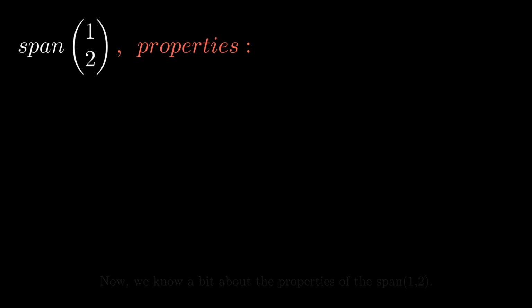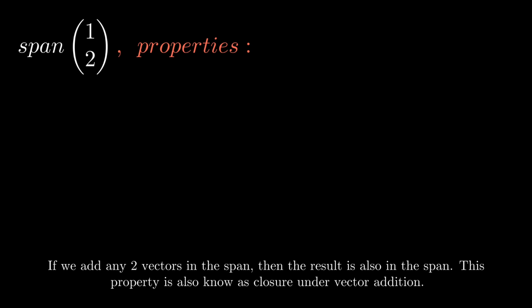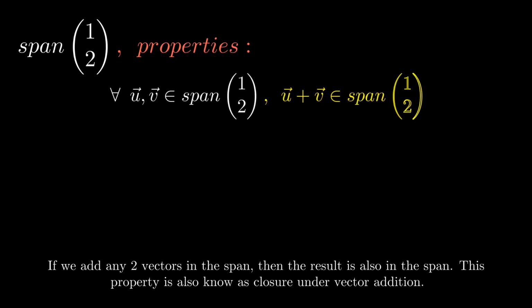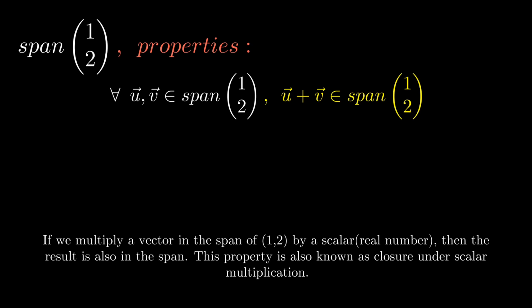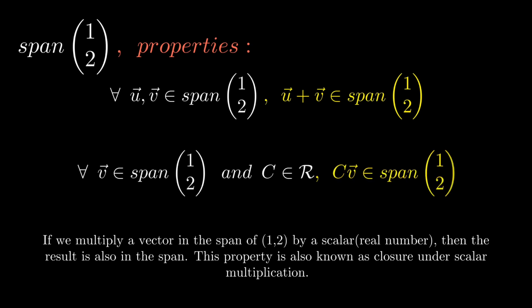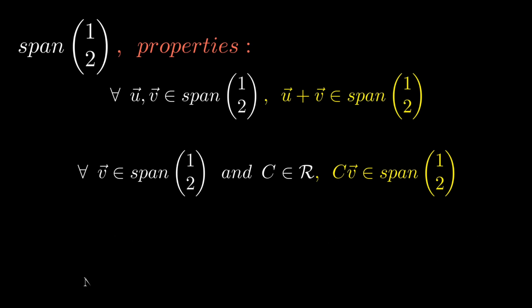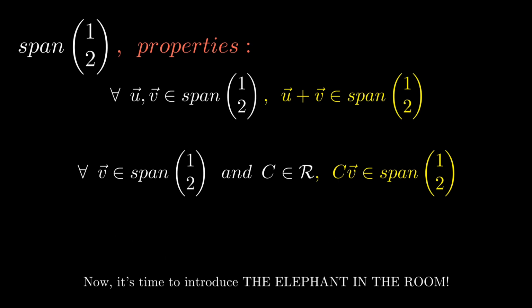Now, we know a bit about the properties of the span of 1, 2. If we add any two vectors in the span, then the result is also in the span. This property is also known as closure under vector addition. If we multiply a vector in the span of 1, 2 by a scalar, then the result is also in the span. This property is also known as closure under scalar multiplication. Now, it's time to introduce the elephant in the room.